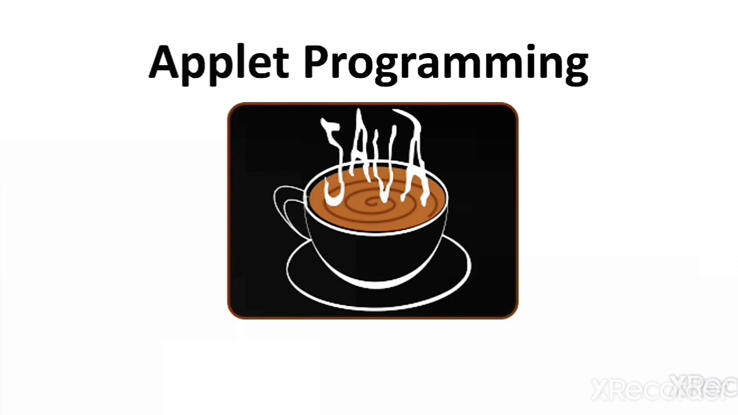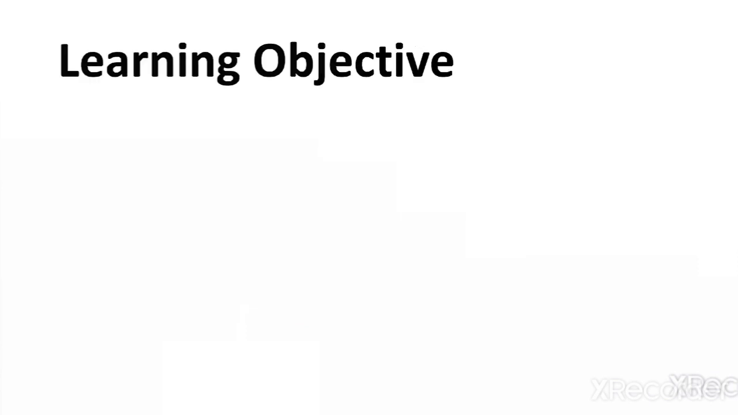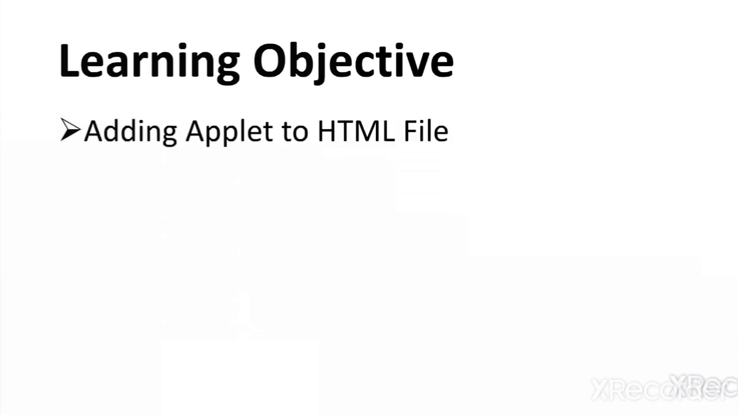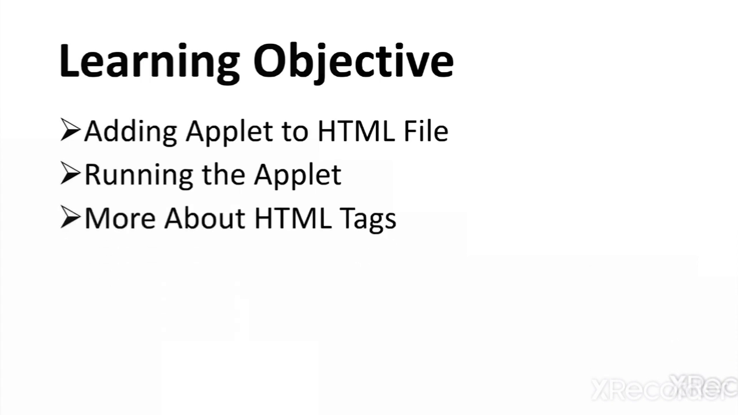In continuation to our previous session, in this session, we will learn the remaining steps that we have to follow in developing an applet program. That is adding an applet tag to an HTML file and running the applet program. And then we will see some of the other HTML tags that you can use to build an HTML program. We have already created an applet tag in our previous session, and now we will see how to place that applet tag into an HTML file and then how to execute that applet program.